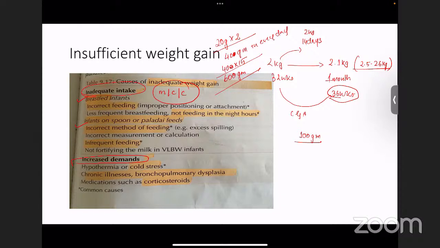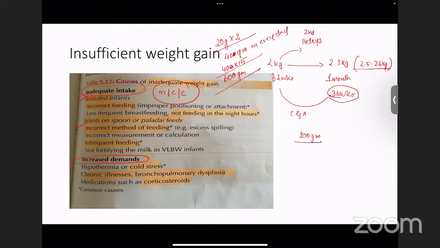Because of that, the baby doesn't gain adequate weight. And the second most common thing which mothers do is they do not give a night feed. Minimum 3 to 4 night feeds should be given because that increases the prolactin secretion. Night feed increases the prolactin secretion.